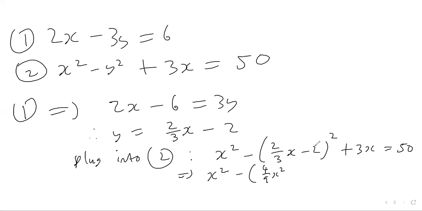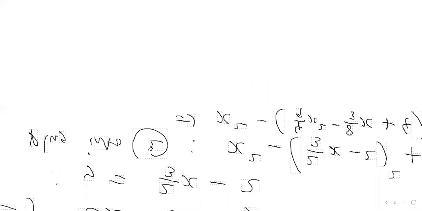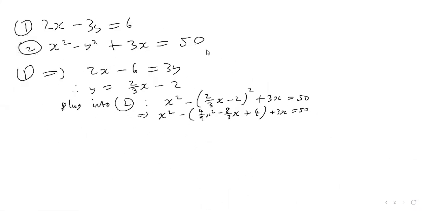And then, expanding the bracket, 2 times 2 over 3 x, subtract another 2 over 3 x times 2, should give us negative 8 over 3 x. And then minus 2 times minus 2 is plus 4. That's what we get when we expand the square of this linear expression. And then we have this plus 3x at the end, and this is all equal to 50. I'm just going to make the writing smaller. Okay, so we get that so far.